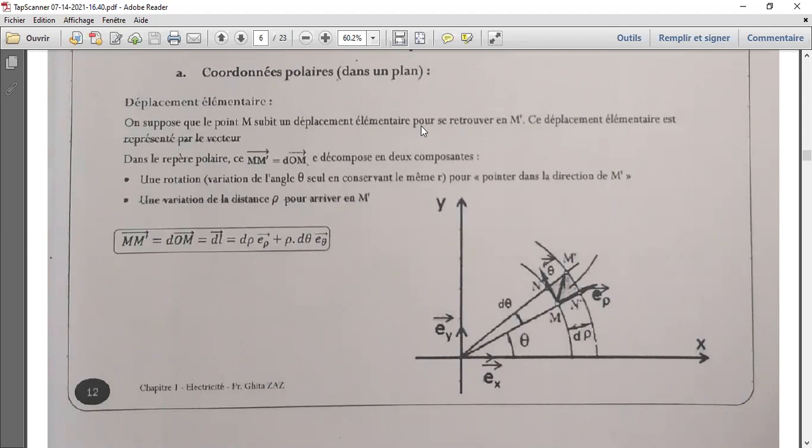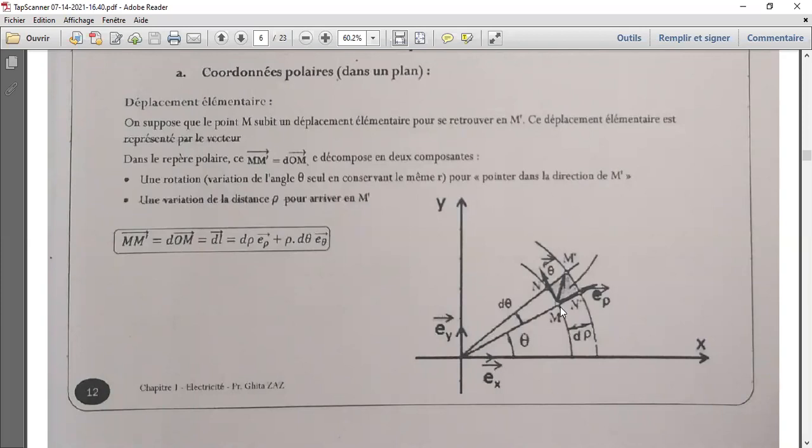So here, the most important thing is knowing how to derive this formula, MM prime. The movement, the déplacement élémentaire. You know the déplacement élémentaire under Cartesian coordinates. If you check your notes, it's dx ex plus dy ey. So now it's under polar coordinates. How do you find the déplacement élémentaire, the movement from M to M prime?